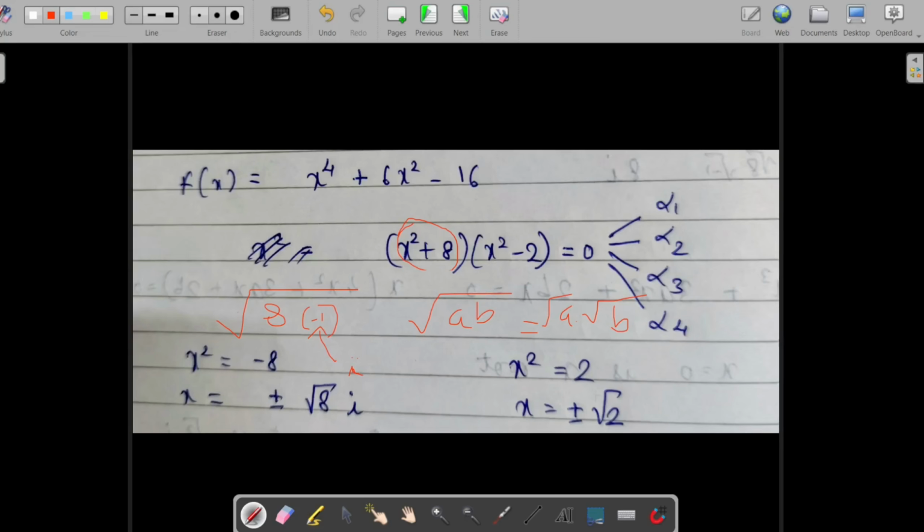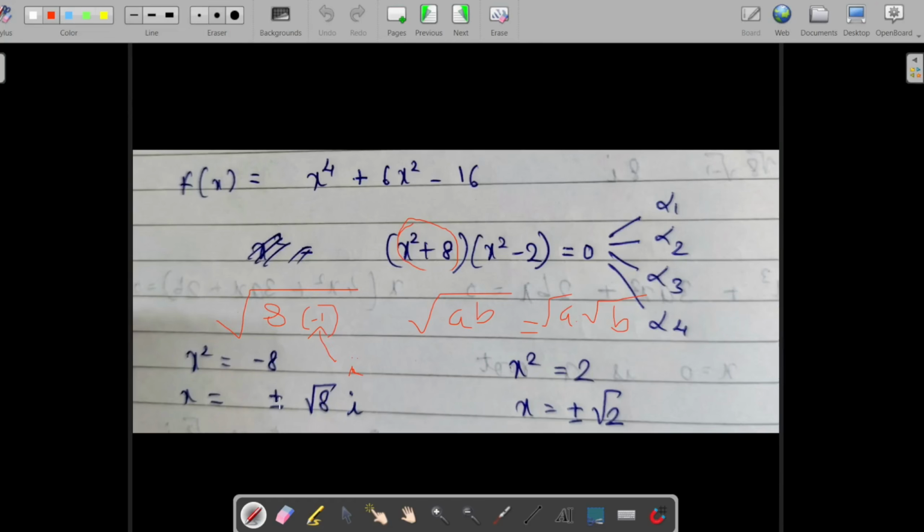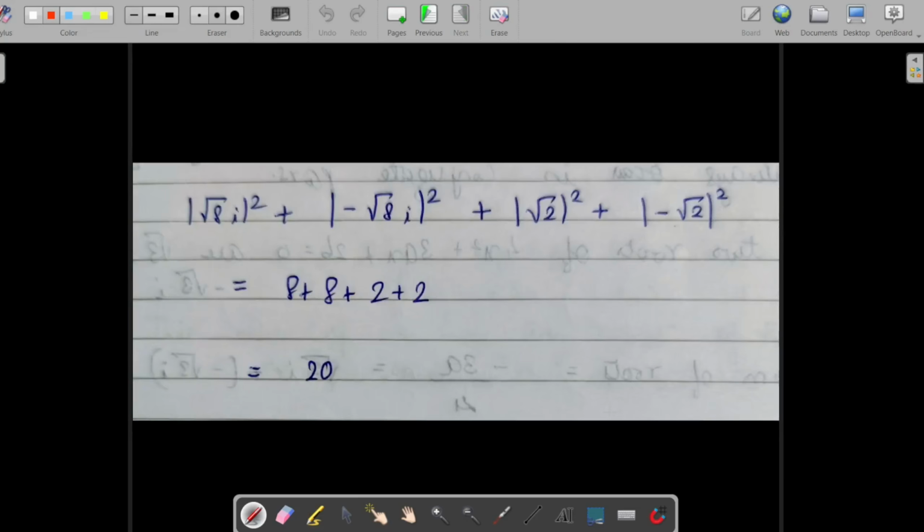And this is easy. x square is equal to 2. So you get x is equal to plus minus under root 2. Finally, what we need is the sum of squares of the modulus of the roots. When you have under root 8 iota and when you have a minus sign, after applying mod, it becomes under root 8 iota. Similarly here, it will become root 2 and plus root 2 again. So when you apply mod, all of these terms simplify as all positive things and their squares. So it becomes 8 plus 8 plus 2 plus 2 is equal to 20.